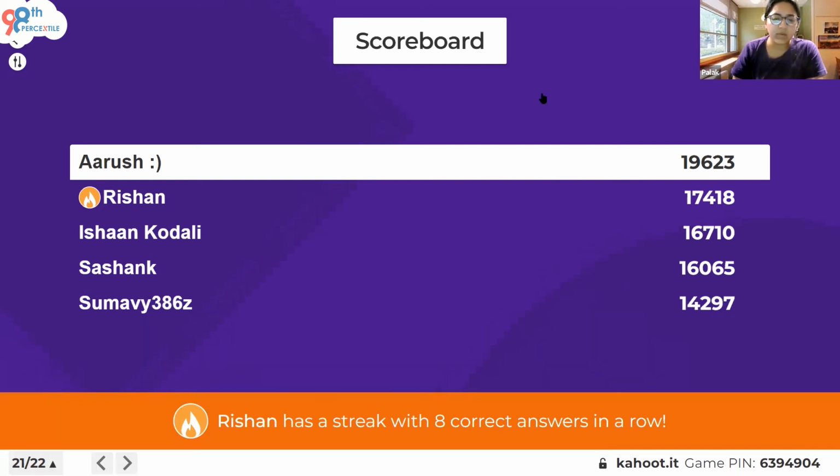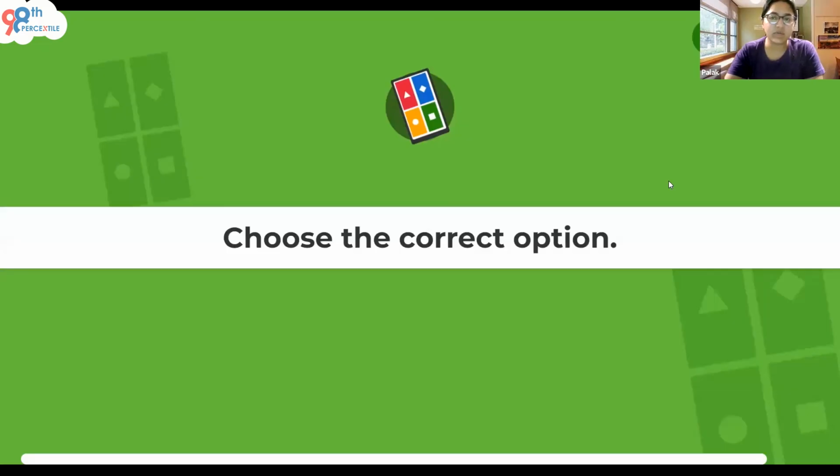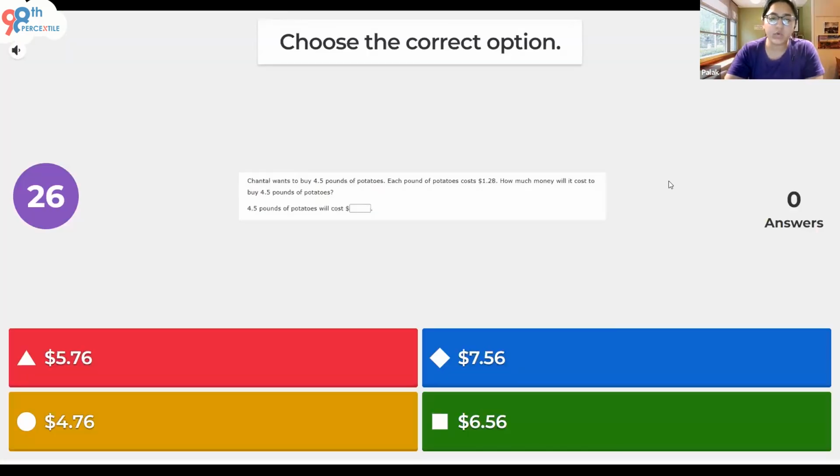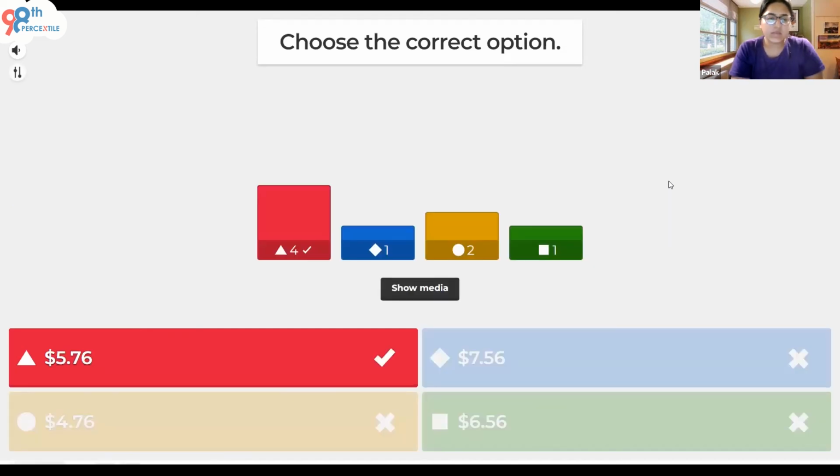Okay, let's move on to the next question, which is the final question for the day. All the best everyone for the final question. Chantal wants to buy 4.5 pounds of potatoes. Each pound costs $1.28. How much money will it cost to buy 4.5 pounds of potatoes? Again, a very direct question. Not getting that many answers here. Okay, so let's see what we have over here. So 4 of you have got the correct answer.